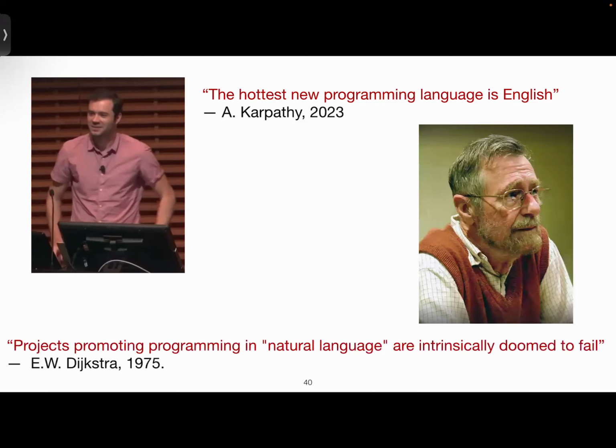You may be less familiar with Dijkstra's quip that projects promoting programming in a natural language are intrinsically doomed to fail. So who's right here? They're both right. Yes, there are people who are programming in English, and cross fingers, prompt and pray, model bagging, call it whatever you want. But that is real. If you have a task that is of very little importance, that's great, fantastic. But can you tell beforehand that your program will do what you want it to do? That is what Dijkstra is referring to. You cannot. English is not a formal language.